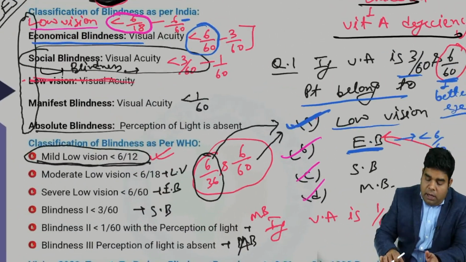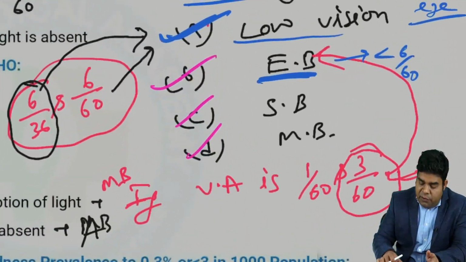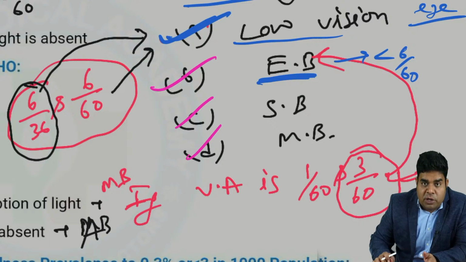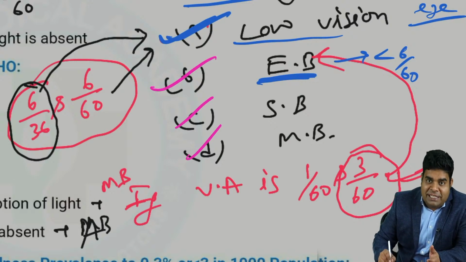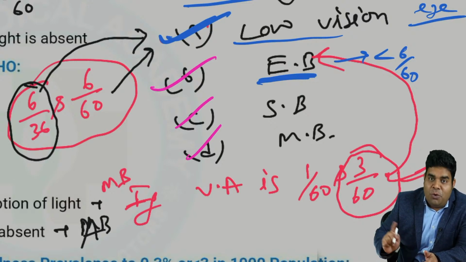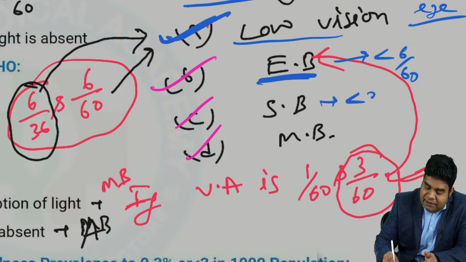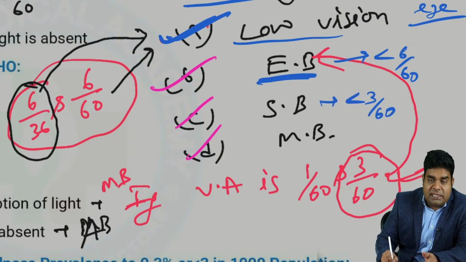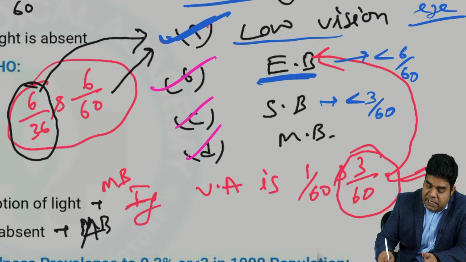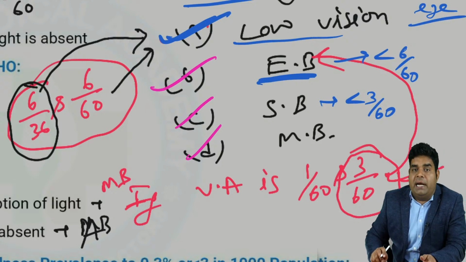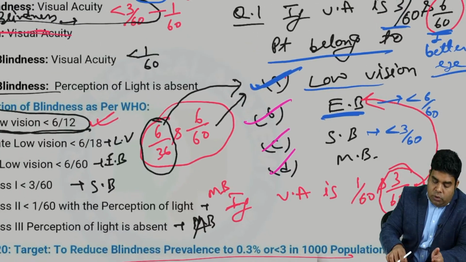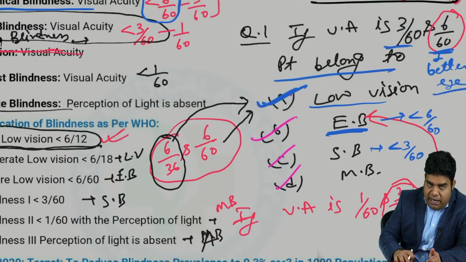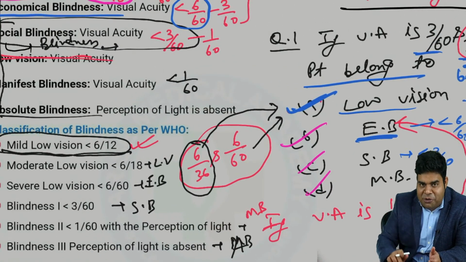Now, similarly, they can ask if the visual acuity is 1/60, 3/60, where will you put it? As soon as people see 3/60, they will put them in social blindness. But no, social blindness is less than 3/60. So if it is 1/60, 3/60, the better eye is 3/60, and you will place this patient in economical blindness. Okay. So this is the Indian classification, LESMA. I hope you will remember it and do this tricky question easily.